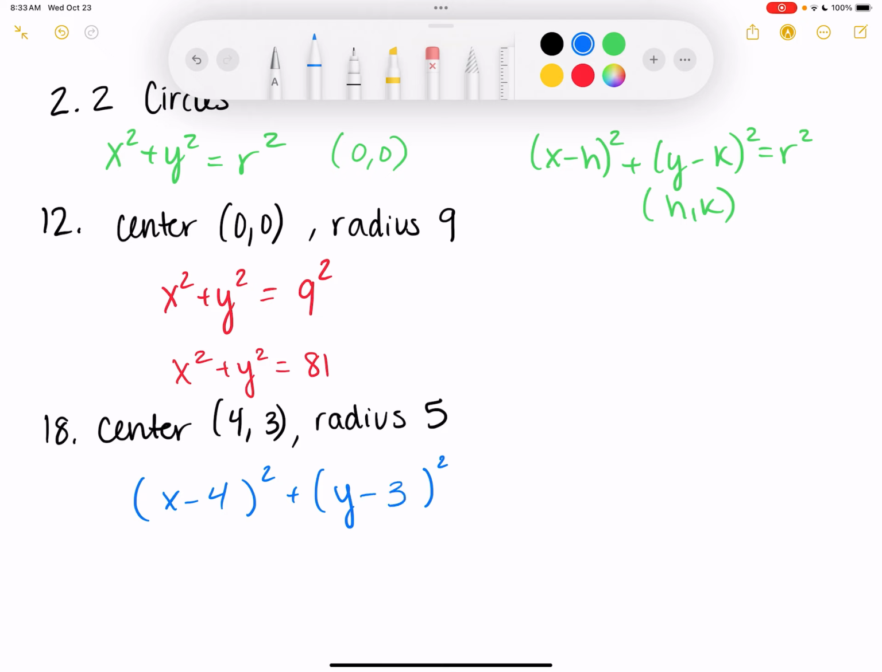And then we square both of those things, equals, and then it'll be the radius squared, so 5 squared. And so that's all you would have to do for a problem like that. They just want you to set it up.